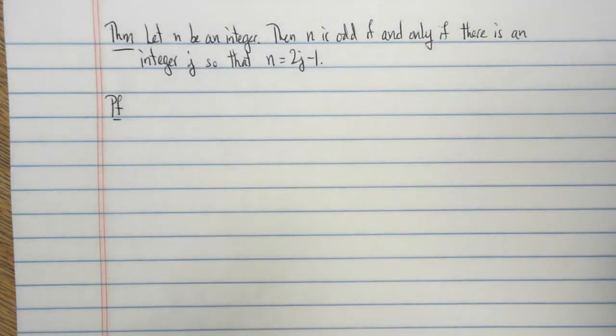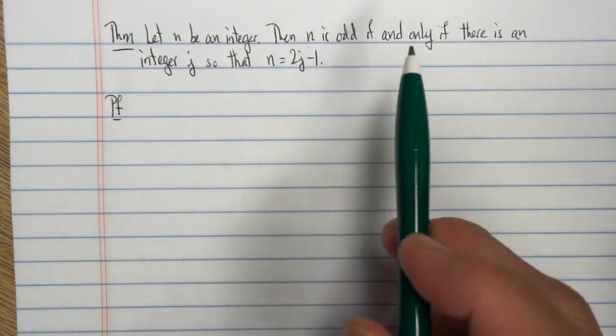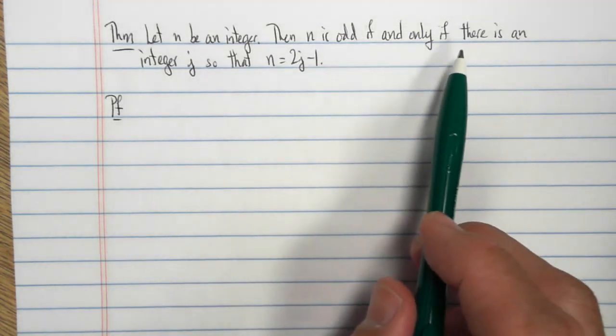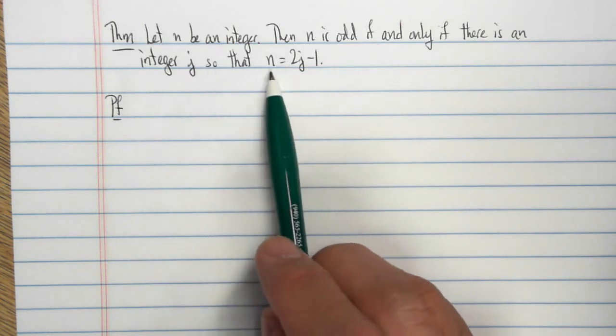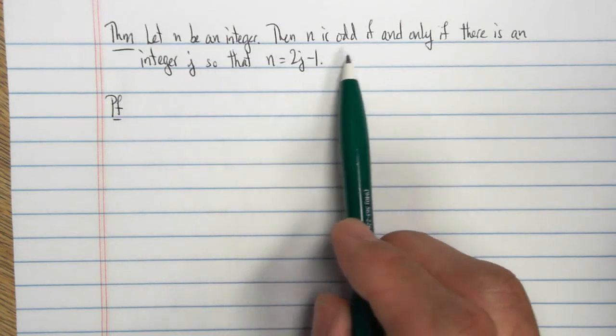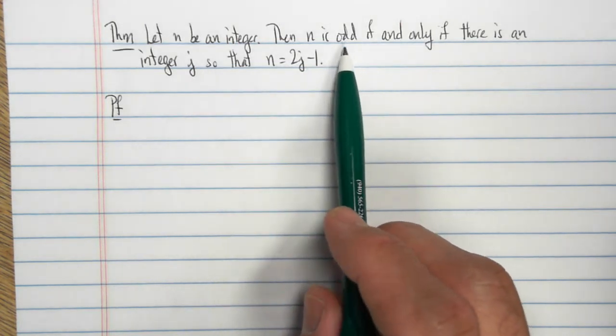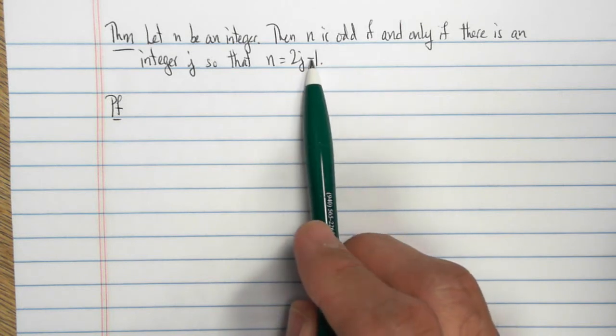Okay, for this review problem, we're going to prove this theorem that has an if and only if in it. We will prove that n is odd if and only if there is an integer j such that n is equal to 2j minus 1. Ordinarily, we say n is odd if we have 2k plus 1. This time it's minus 1 instead.